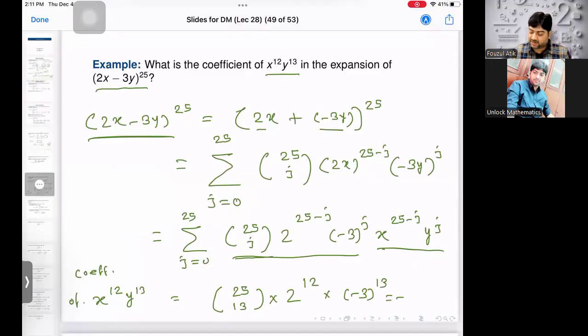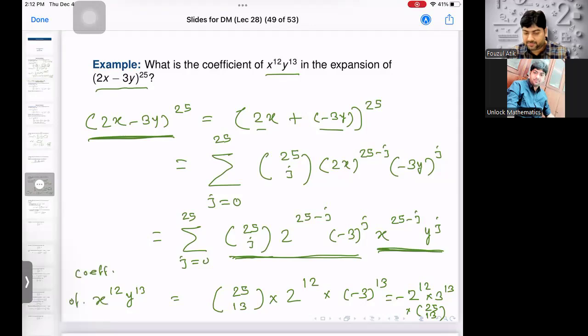So minus 1 into 12, 2 power 12 into 3 power 13 into 25 C 13. This is our final answer, right? So the coefficient of this quantity in the expansion is 25 C j, 2 to the power 25 minus j into minus 3 to the power j. I hope this is clear.